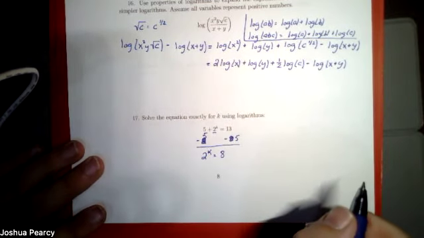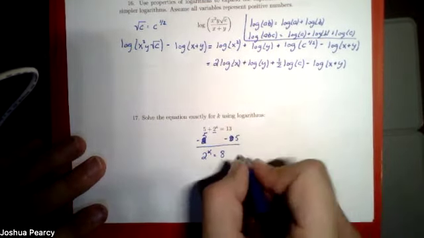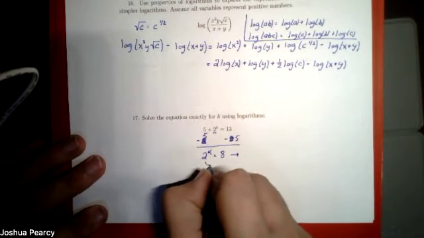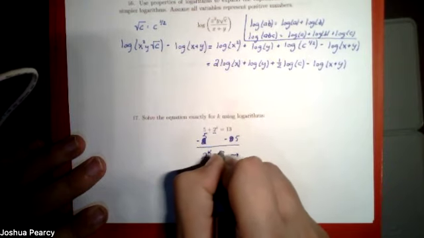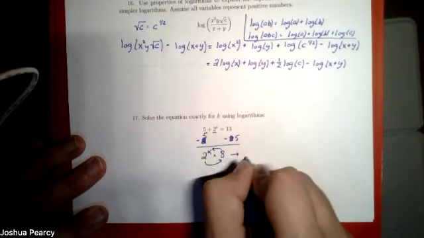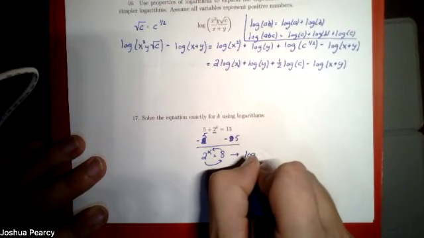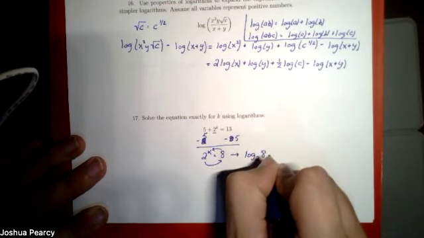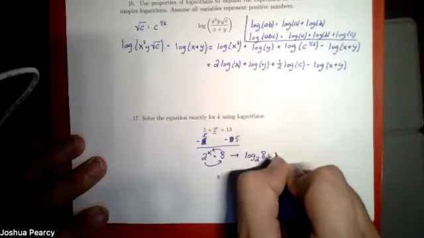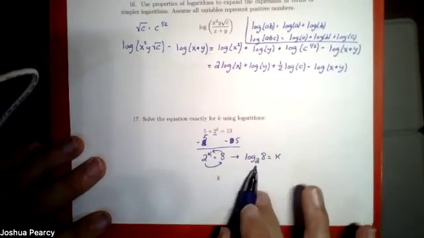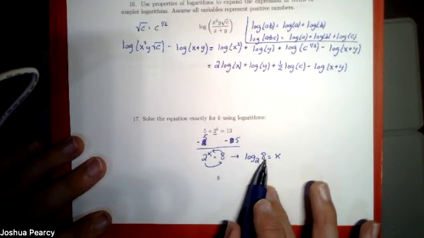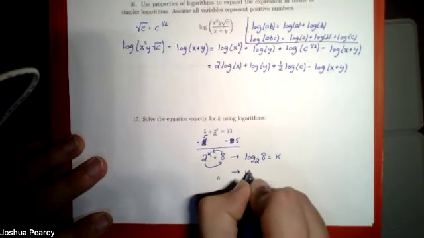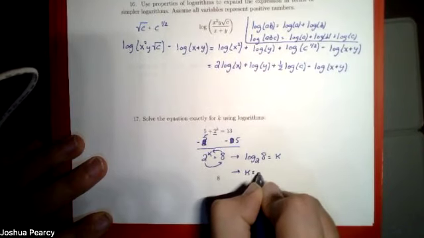You can use the circle of logarithms to do this if you want. If you wanted to do that, this would say log base 2 of 8 equals k. If you plug log base 2 of 8 into your calculator, it's actually 3. So this implies that k is 3.